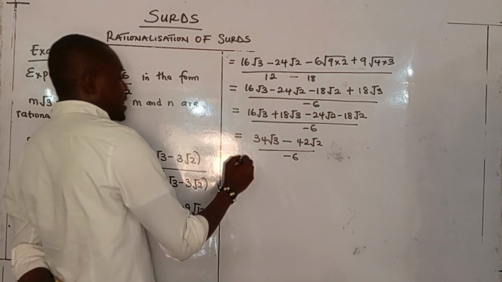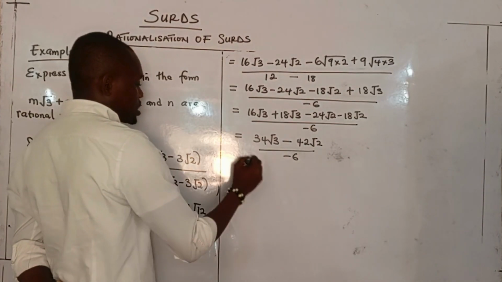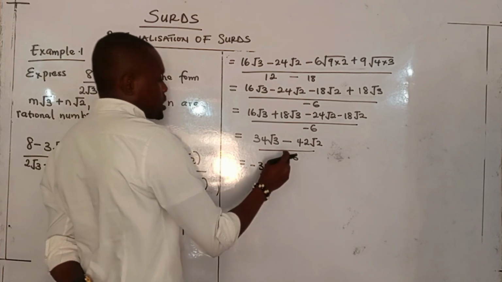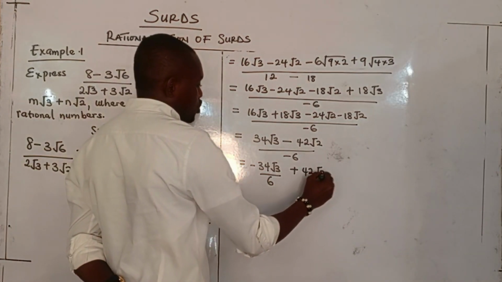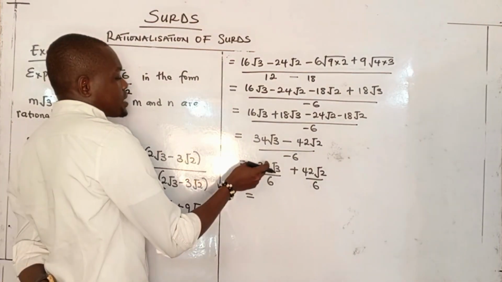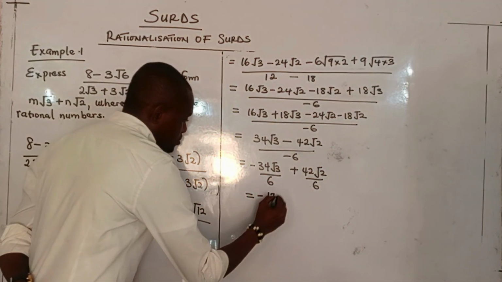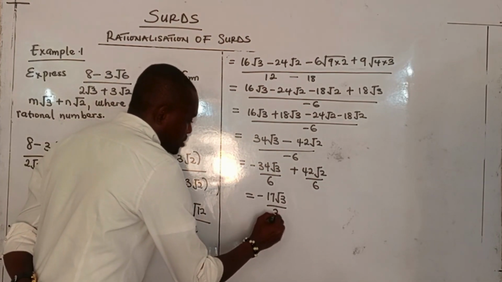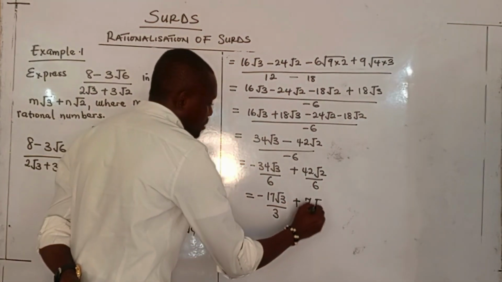By the time we divide each of them by minus 6, we should have minus 34√3 over 6. Then because of this minus and this other minus, we have plus 42√2 over 6. So what can divide here? 2 can go, so 2 here will give us minus 17√3 all over 3. Then plus, 6 can go into 42, and we are going to have 7.